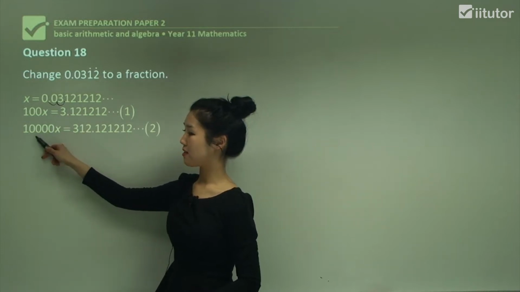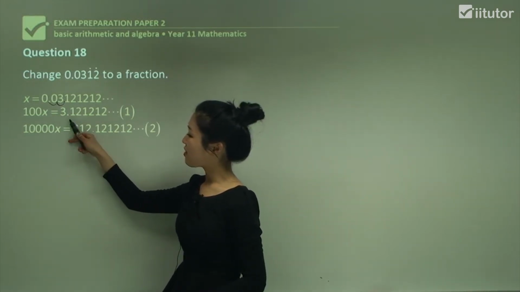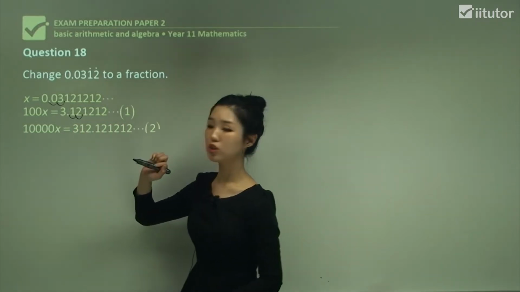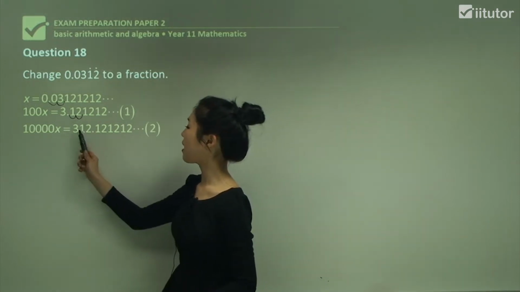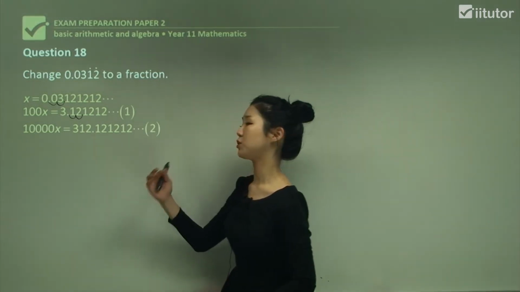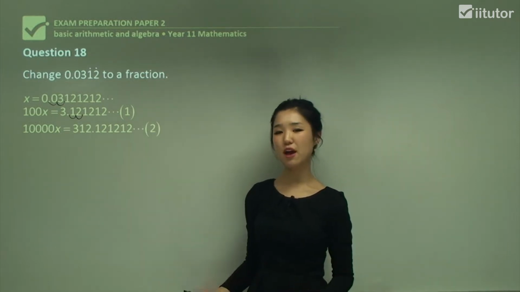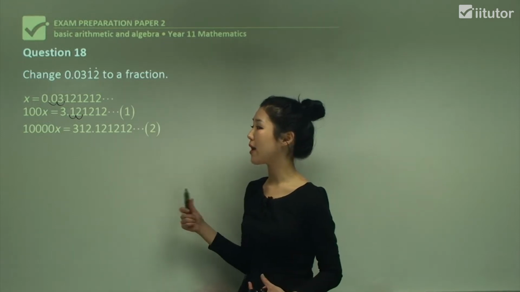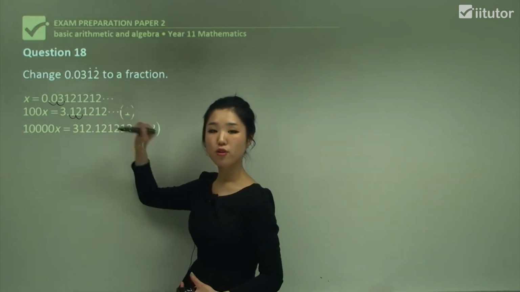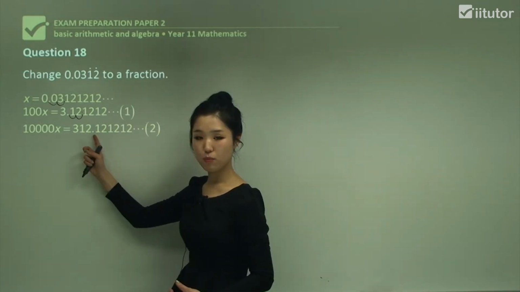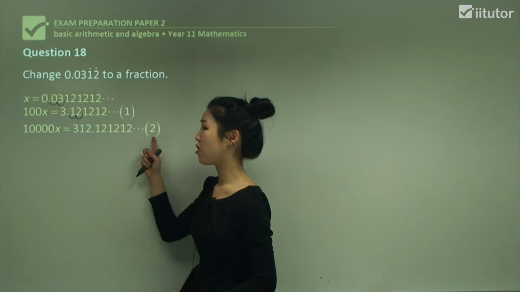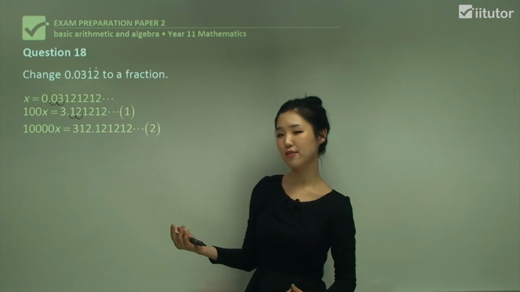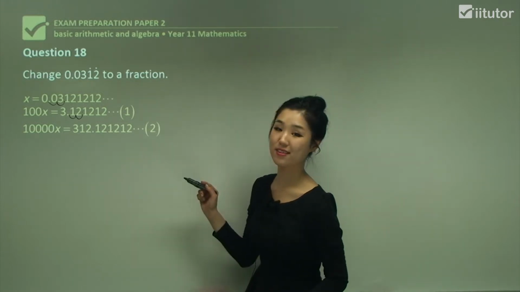So I have 10,000x, and then if I multiply this by 100, the point will go 2 places to the right again. So I'll have 312.12121212. And hopefully, guys, by now you should know why I multiplied by 100 and not 10 or not 1,000. You should know why, because there's 2 numbers recurring. So for the numbers after the decimal point to remain as 121212, I must multiply by 2 decimal places of 10, so 100. Okay, so hope that makes sense. Hope you know why I did 100.